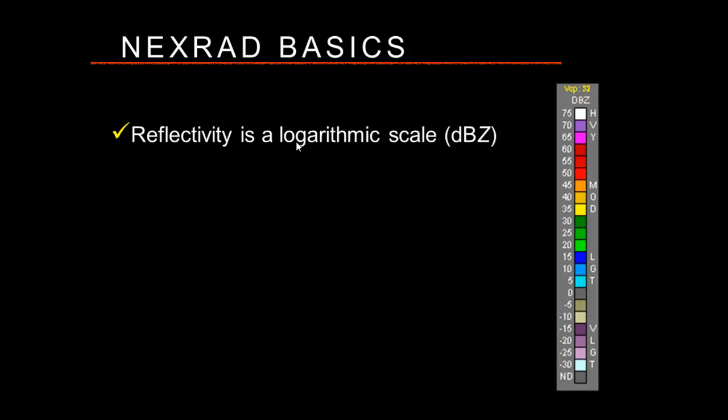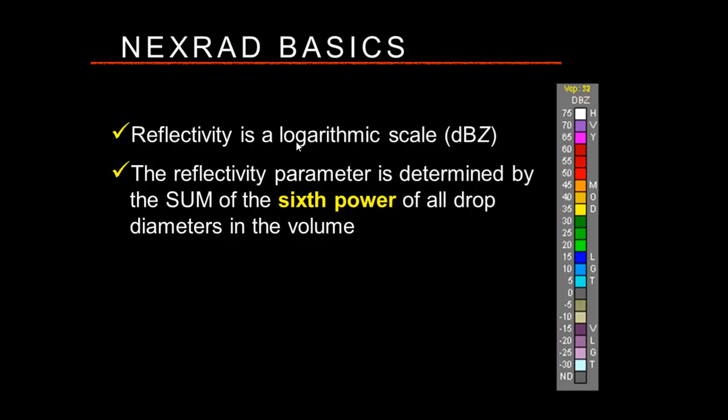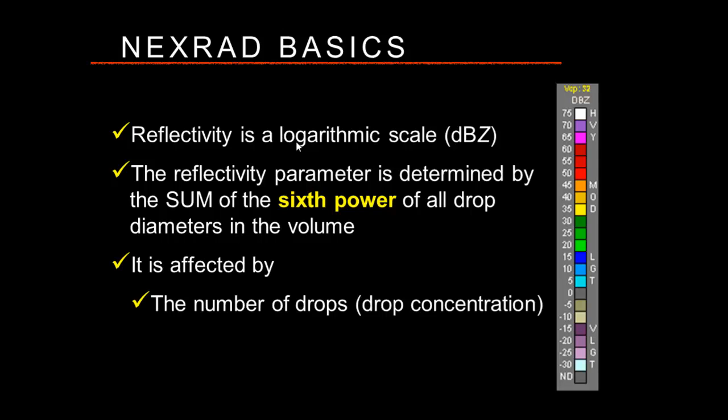This is quite important, and I don't think it's really provided as training to many pilots, but reflectivity is actually on a logarithmic scale. The reflectivity parameter, or Z in this case, is determined by the sum of the 6th power of all drop diameters in the volume. So that's affected by the number of drops, the total drop concentration. The more drops you have in there, the higher the reflectivity. Also the size or diameter of drops is really important. That tends to be the dominating factor.